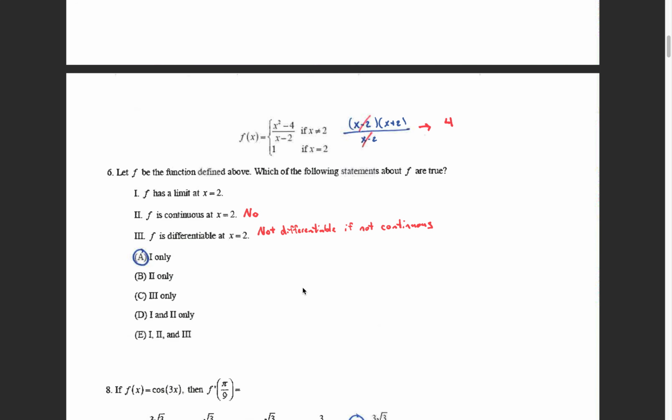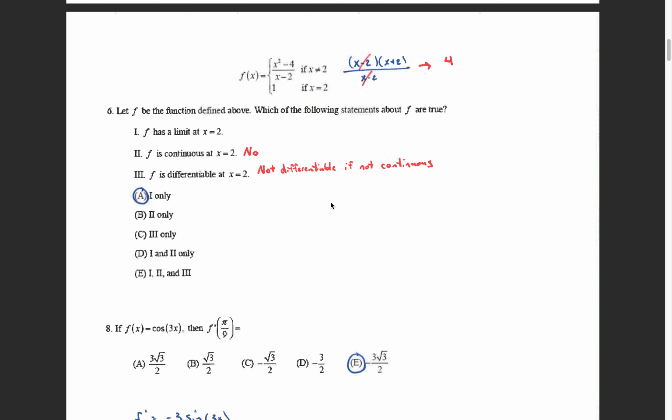Number 6, which of the following statements are true? It does have a limit at 2. It's not continuous at 2 because the limit of the top function is 4, and the function value at 2 is 1. So if it has a limit of 4 and a function value of 1, then it's not going to be continuous. If it's not continuous, then it's not differentiable. So we're looking at it just having a limit. And again, we can cancel these because we're not letting x equal 2. We're letting x get really, really close to 2.